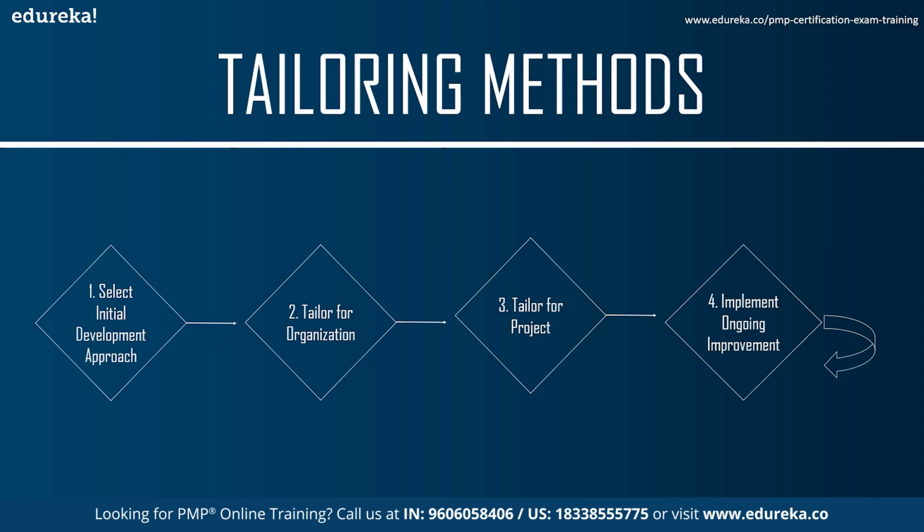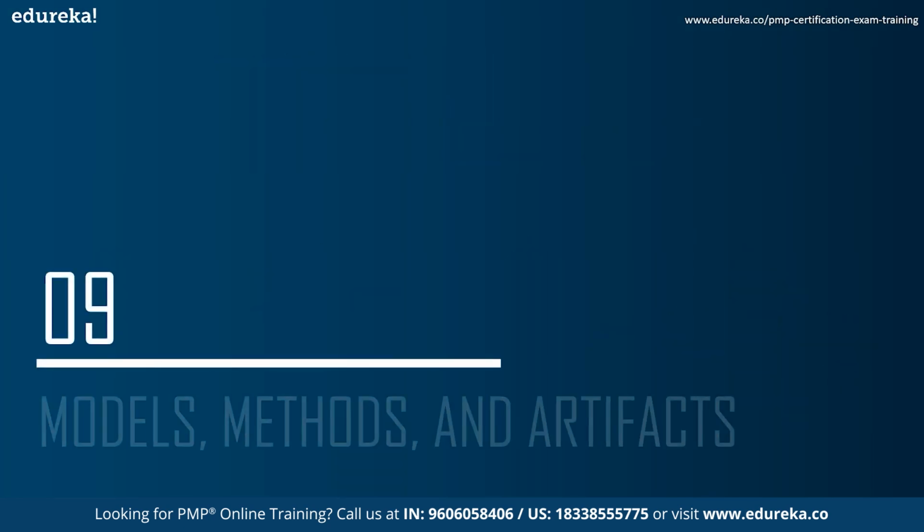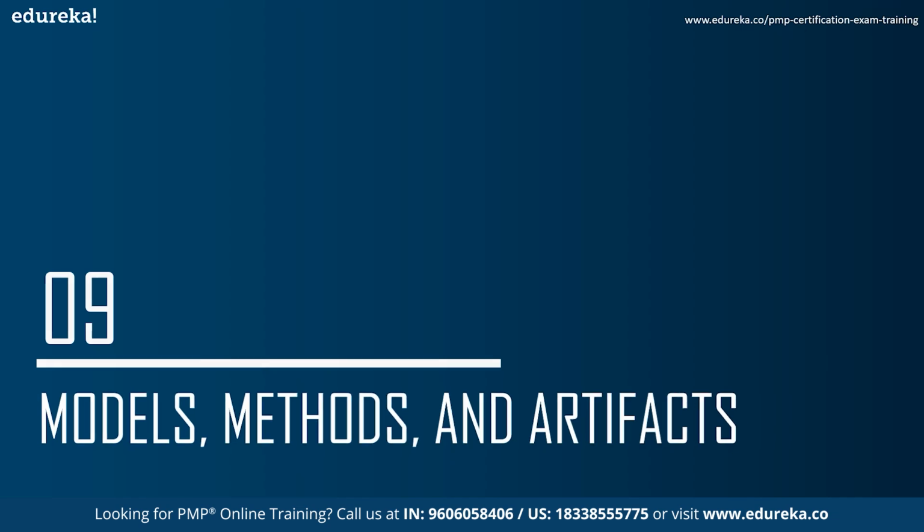The third step is to tailor for project, that is, you'll have to adjust based on size, criticality, and other factors. The fourth one is implement ongoing improvement. Here you will inspect and adapt continuously. Okay. Now that we've addressed what tailoring methods are, let's move on and talk about models, methods, and artifacts.